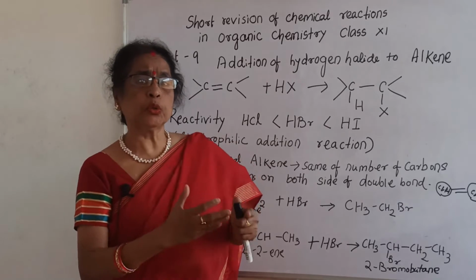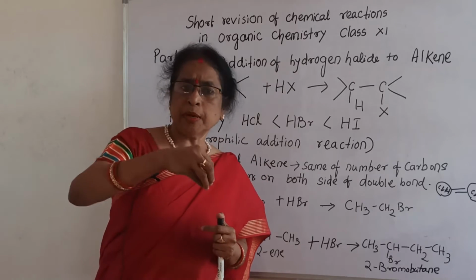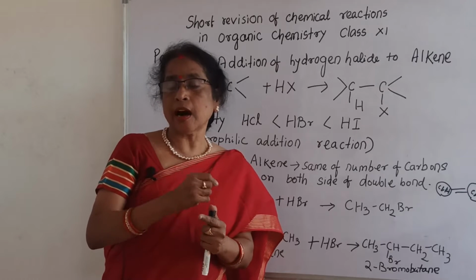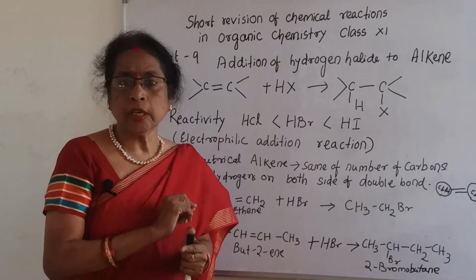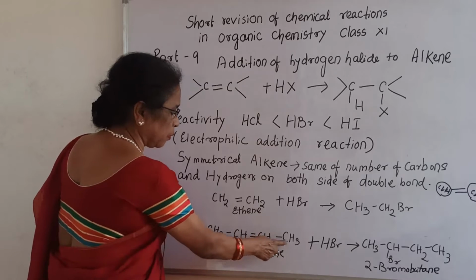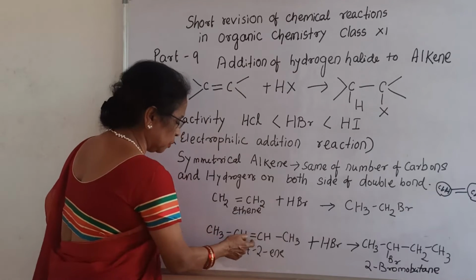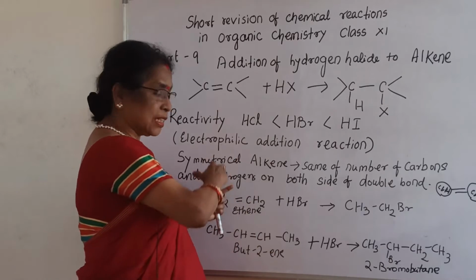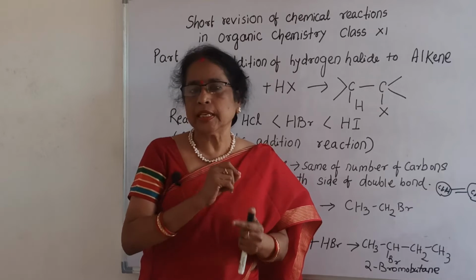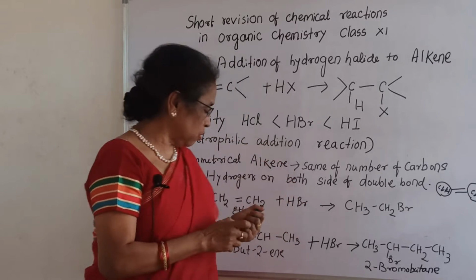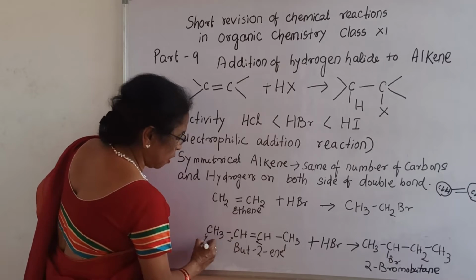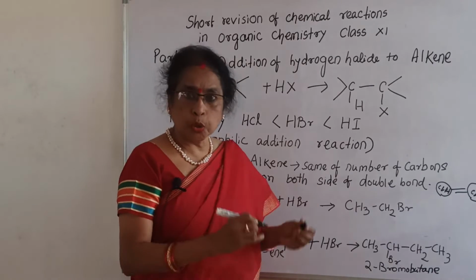What is but-2-ene? 2-ene means the double bond should be present in the position after carbon 2. That means you should count 1, 2, 3, 4, or you can count 1, 2, 3, 4 from the other side. There is no problem, because from either side you get the number 2. After 2 there is a double bond. You can count from this side or this side: 1, 2, 3, 4. That means here it is but-2-ene.